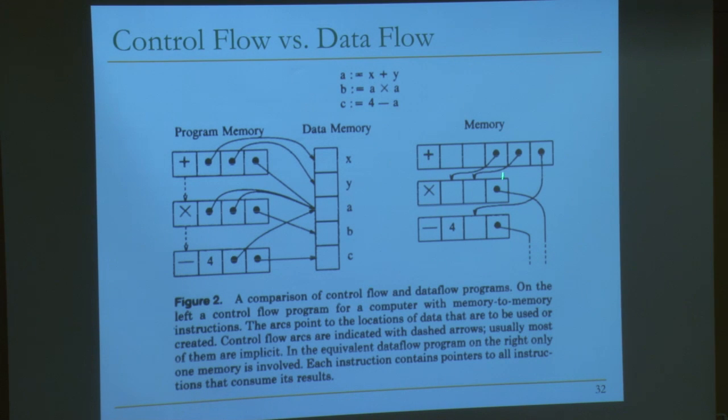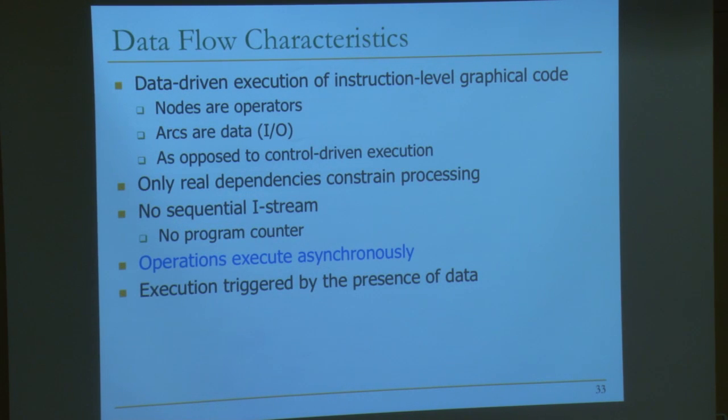Whereas in data flow, you basically have pointers. When an instruction produces values, it enables other instructions to execute and get those values. So you can think of memory as value communication here, whereas here you have storage locations for memory. Okay, what are the characteristics of this?